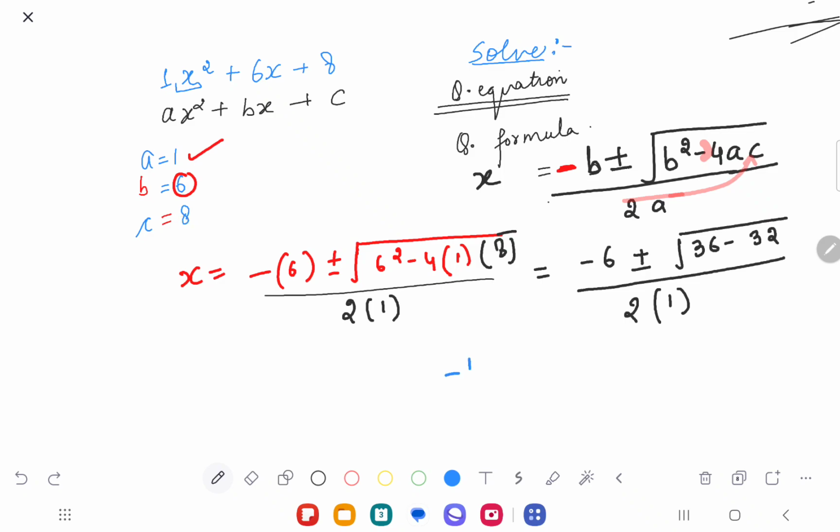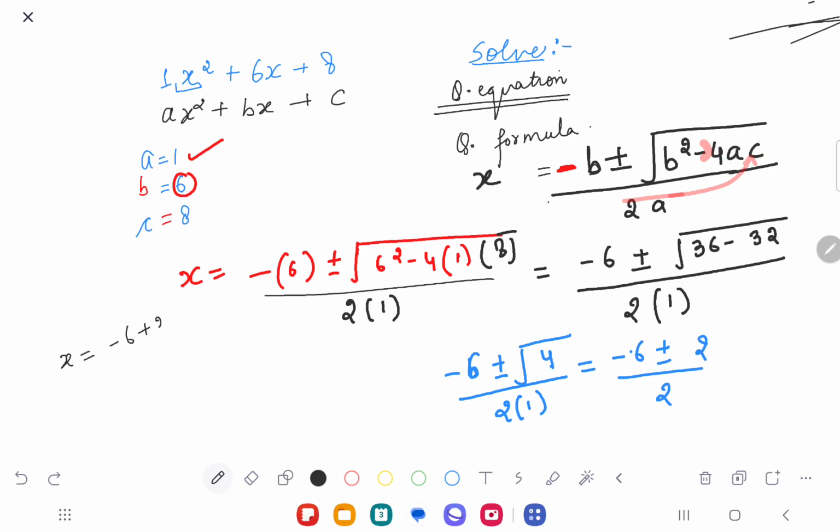So I will get minus 6 plus minus 36 minus 32, which comes out to be under root of 4, over 2 times 1. So that shall be minus 6 plus minus, what is root 4? That is 2, over 2. So these are my two values of x right here. So x equals minus 6 plus 2 over 2, or x equals minus 6 minus 2 over 2. Once you take the plus sign between the two numbers and solve, and once you take the minus sign in between the two numbers and then solve.